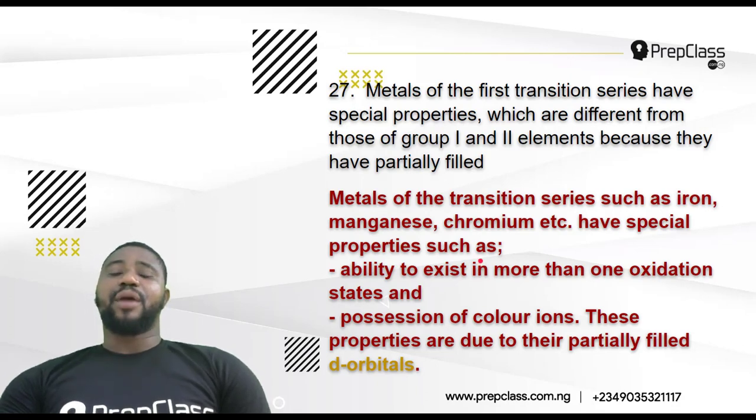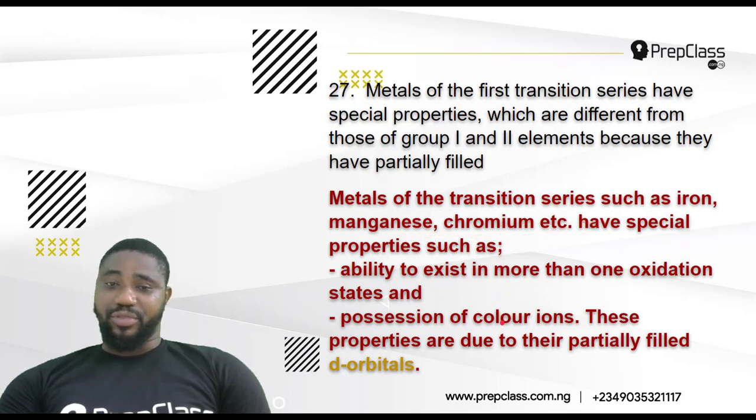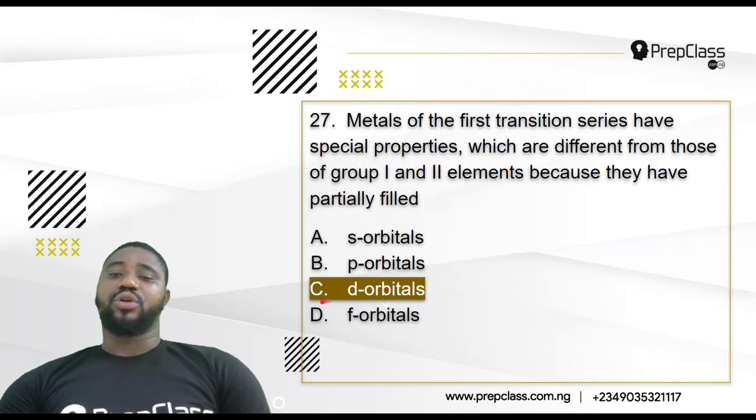So now these are properties that these elements of the transition series possess, such as the ability to exist in more than one oxidation state, or the ability to have colored ions. This is due to their partially filled d orbitals. So the correct answer to that question is partially filled d orbitals. Your best answer is option C, d orbitals.